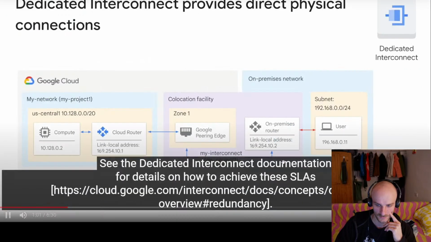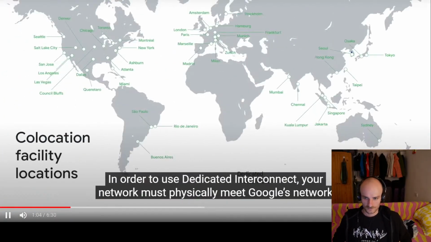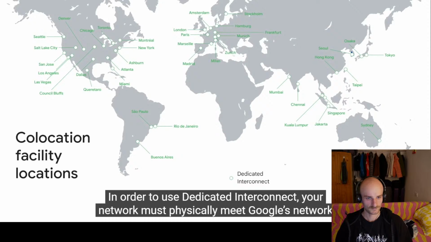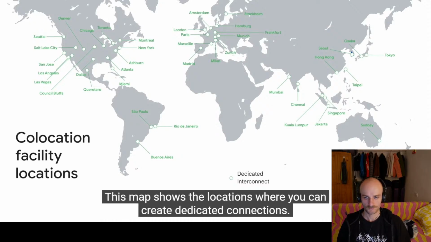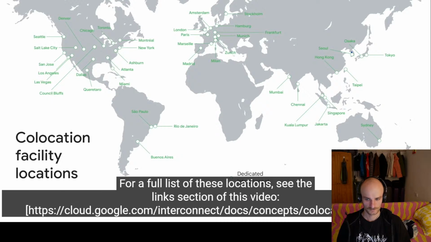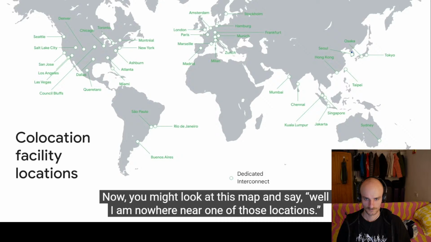Details on how to achieve these SLAs. In order to use Dedicated Interconnect, your network must physically meet Google's network in a supported colocation facility. This map shows the locations where you can create dedicated connections. For a full list of these locations, see the links section of this video. Now, you might look at this map and say, well, I am nowhere near one of these locations.